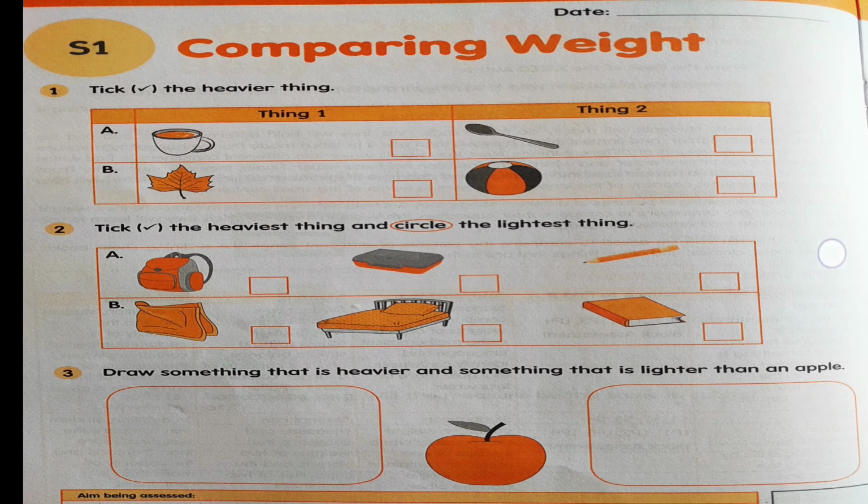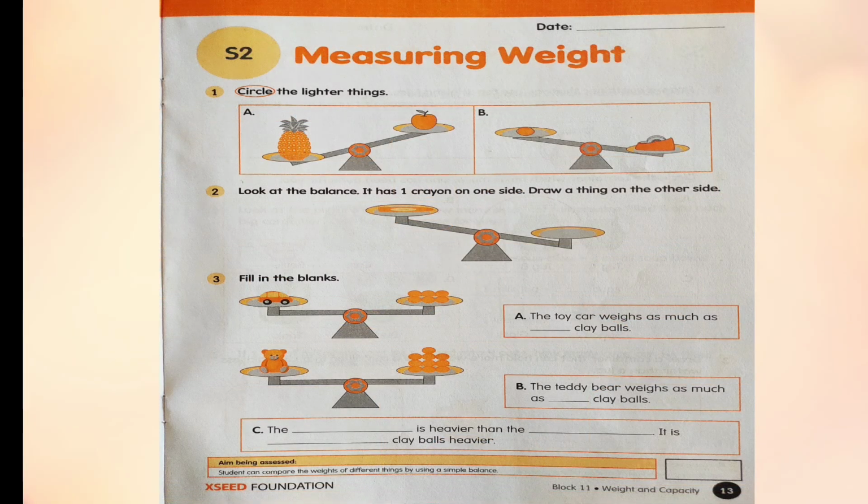Okay, students. And in S2, page 13, you will see here measuring weight. Now I told you that to know the weight, how heavy or how light a thing is, we use a scale. Now this is a scale. And I also explained to you that the heavier thing always pulls the scale down and the lighter thing always goes up. Okay, students, you need to keep that in mind. The heavier thing pulls the balance down and the lighter thing always goes up.